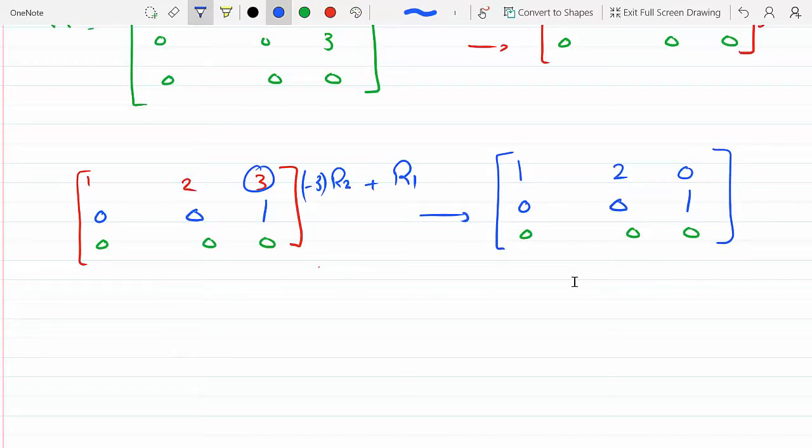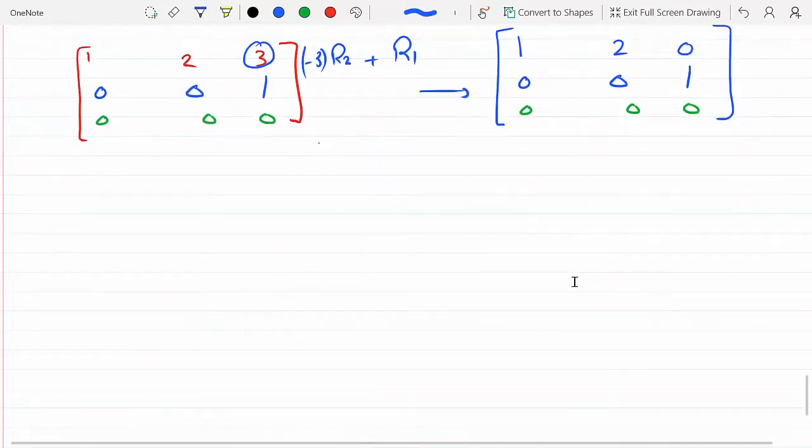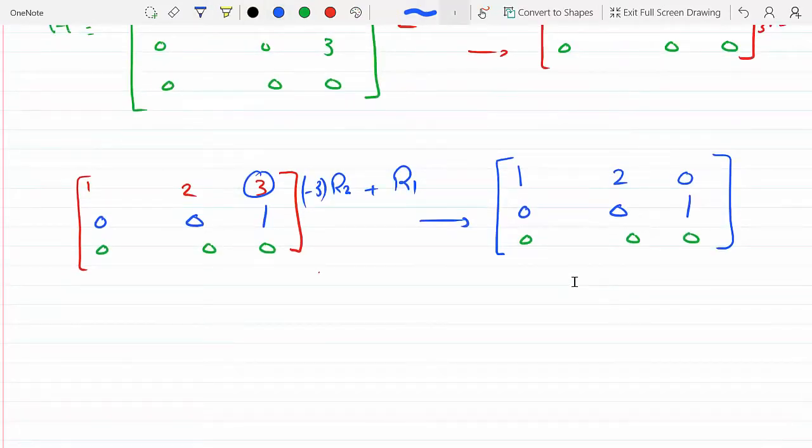This is my reduced form of the matrix, because the leftmost non-zero entry is a 1, and this would be the reduced form of the first question. It's asking for the reduced R. Okay, so this does it for part A.